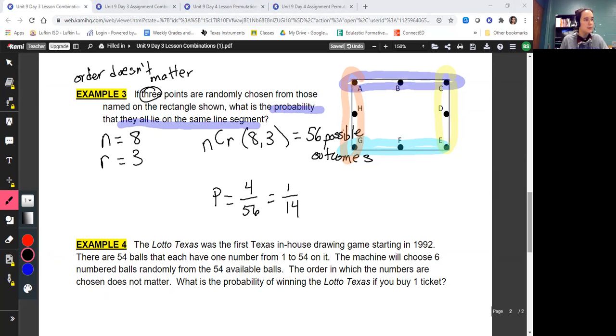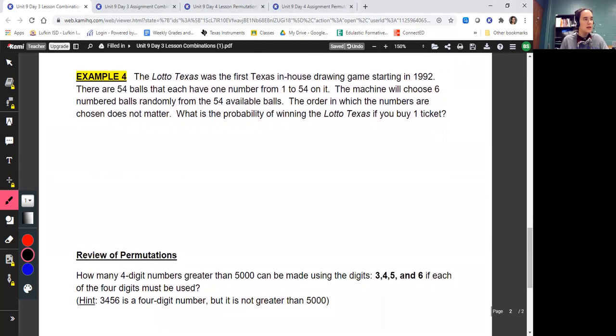Okay, our next one. The Lotto Texas was the first Texas in-house drawing game, starting in 1992. There are 54 balls that each have one number from 1 to 54 on it. The machine will choose 6 numbered balls randomly from the 54 available balls. The order in which the numbers are chosen does not matter. What is the probability of winning the Lotto Texas if you buy 1 ticket?